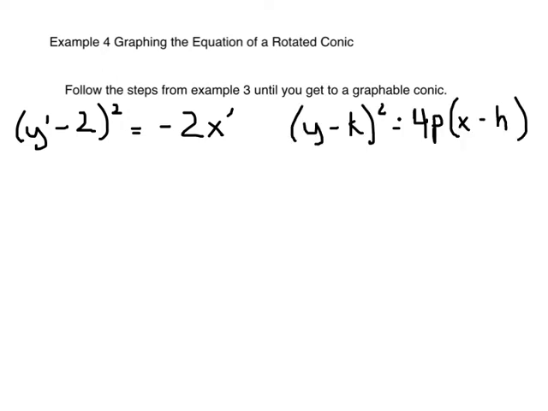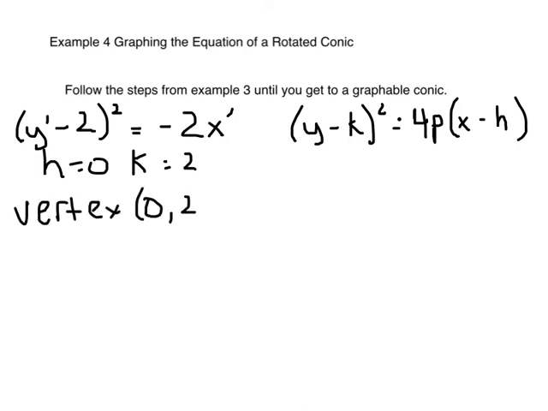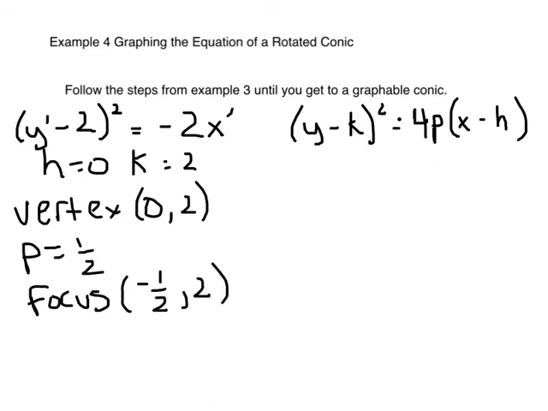Just a reminder of what a parabola looks like in standard form. I have written it for you here. And we can see that h equals 0 and k equals 2. So this means that our vertex is at 0, 2. We can also see that p equals 1/2. And this puts our focus at negative 1/2, 2. We do not need to worry about the directrix for this.